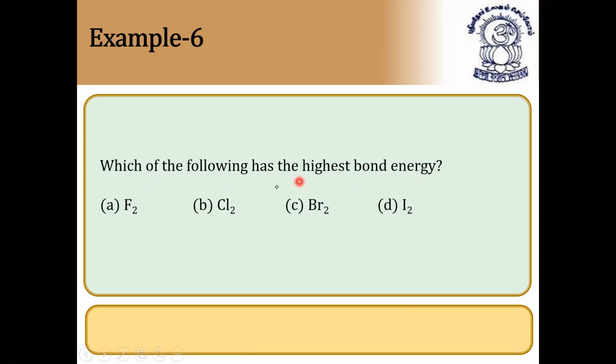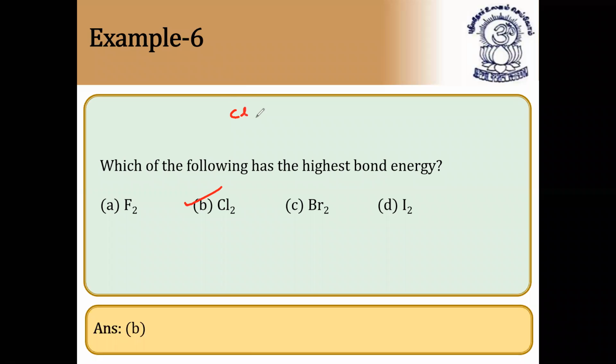Which of the following has highest bond energy? This question is most important. In the 17th group, the highest bond energy is exhibited by chlorine gas because of empty d orbitals. The bond energy order is very important.